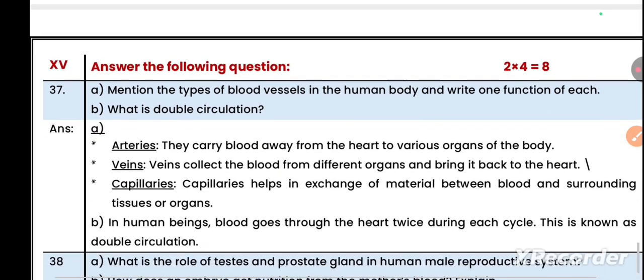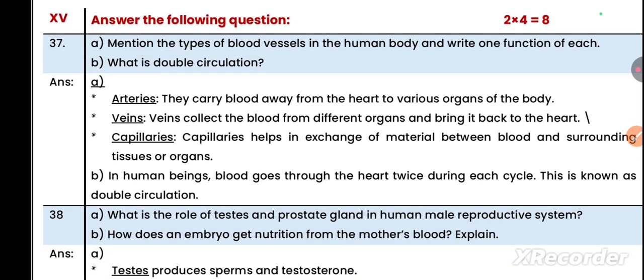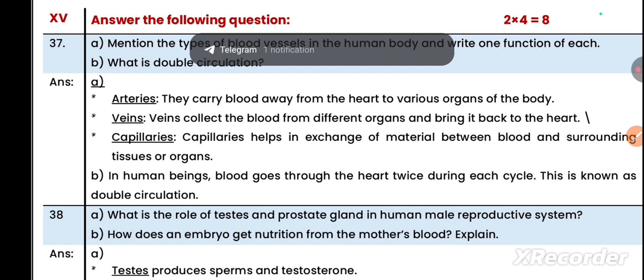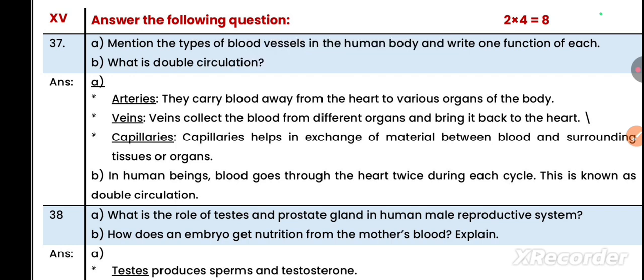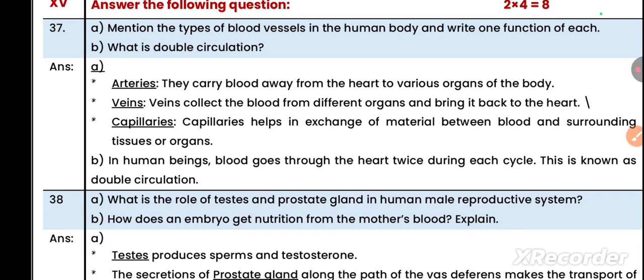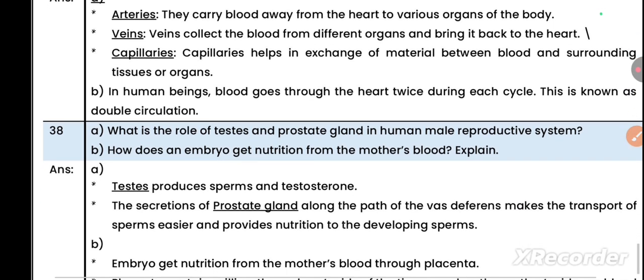Another question, number 15. Another two questions are there, each carrying 4 marks. Answer the following questions for 8 marks. 37th question. A. Mention the types of blood vessels in the human body and write one function of each. Arteries carry blood away from the heart to various organs of the body. Veins collect the blood from different organs and bring it back to the heart. Capillaries help in exchange of materials between blood and surrounding tissues or organs.